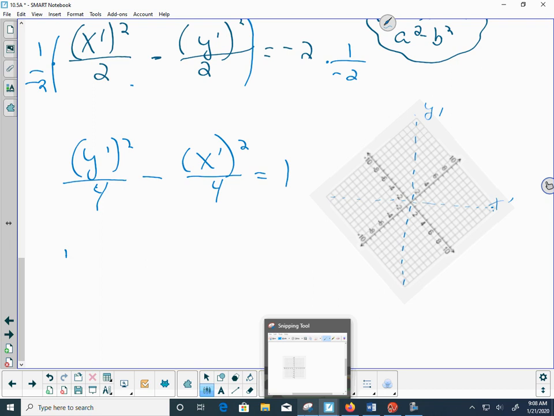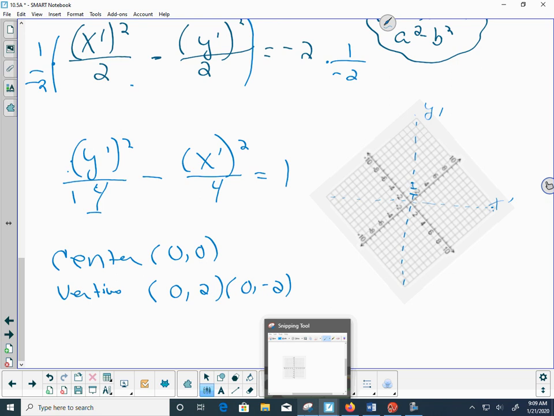All right, so do we agree that my center is 0, 0? Yes. And then do we agree that my vertices are going to be up and down because the cosine goes with y? So my vertices are going to be 0, 2 and 0, negative 2, because that's the square root of 4. Yeah, I would say that.